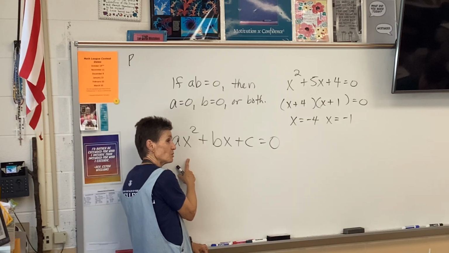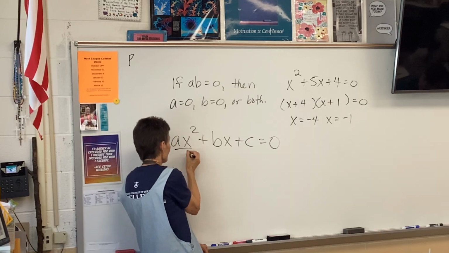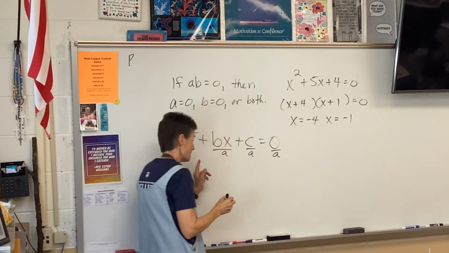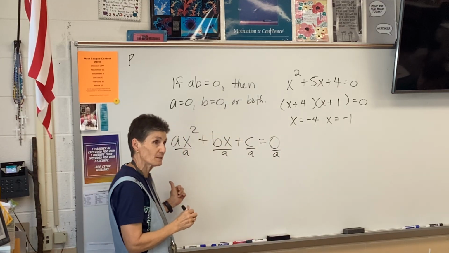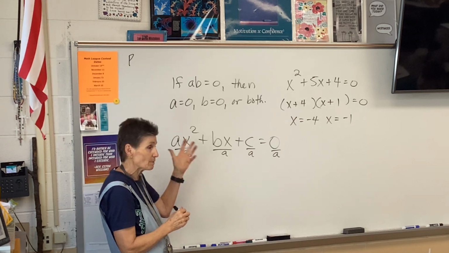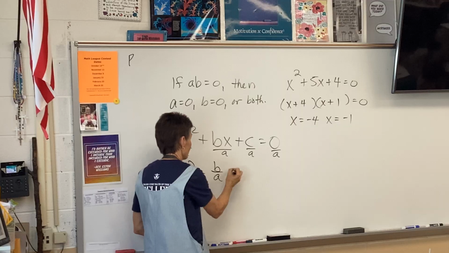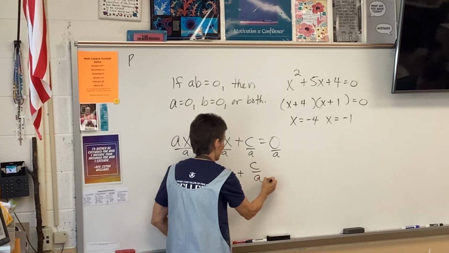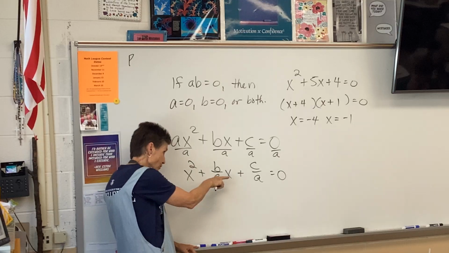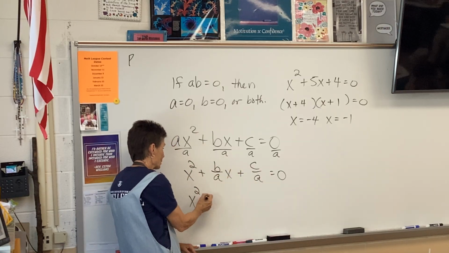First thing I would suggest you do is divide everything by A. So we're going to divide everything by A. I am allowed to do that because even though I just erased it, I already stipulated that A can't be 0. So I'm allowed to do this. So now my equation looks like this. Now let's move that constant term to the other side.